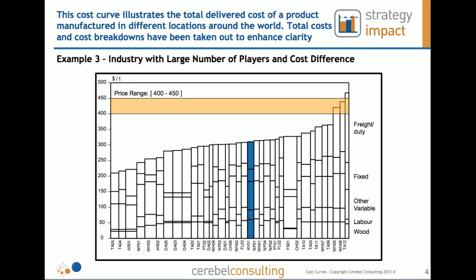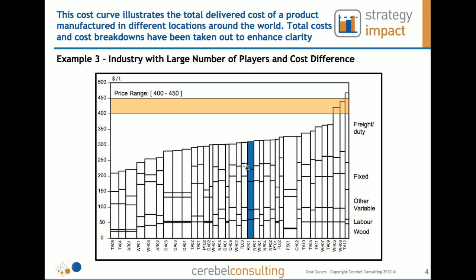Let's go to our third example. Third example of an industry, this time with a large number of players and a fairly big cost difference between those players. So the cost difference here, $200 per ton for the cheapest player and $450 per ton for the most expensive player. So this is an example of a cost curve for a manufactured product that's made in different locations around the world. And the main cost component is the freight to deliver that product to, let's say, Australia.